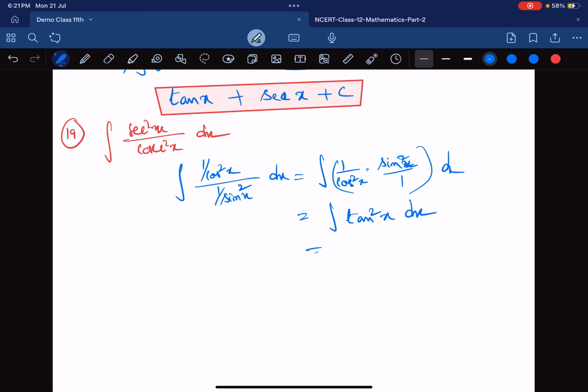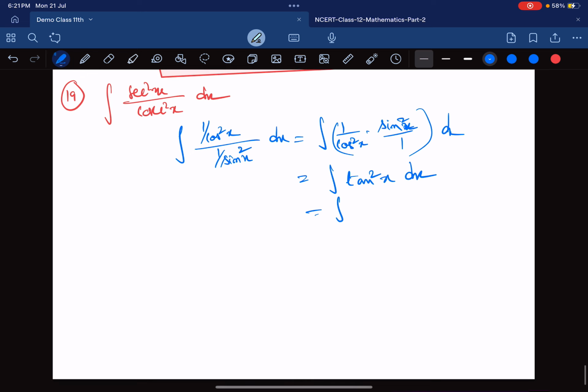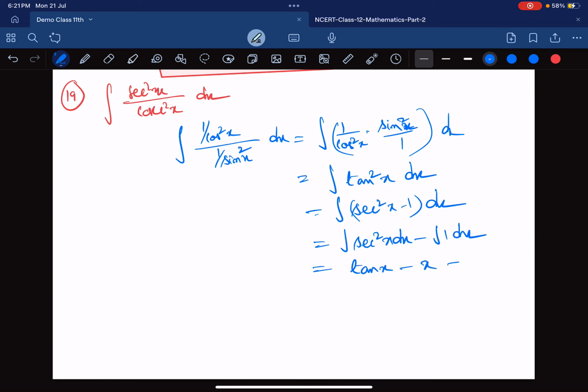So we don't have a formula in terms of tan square x, so convert it into integration of secant square x minus 1 dx. Convert the tan square into secant square x. Now integration of secant square x dx minus integration of 1 dx. Integration of secant square x is tan x, minus integration of 1 dx is x, plus c. This is the final result.